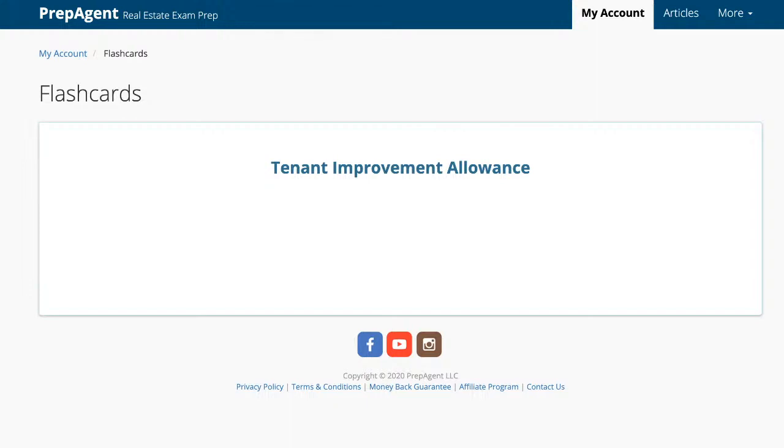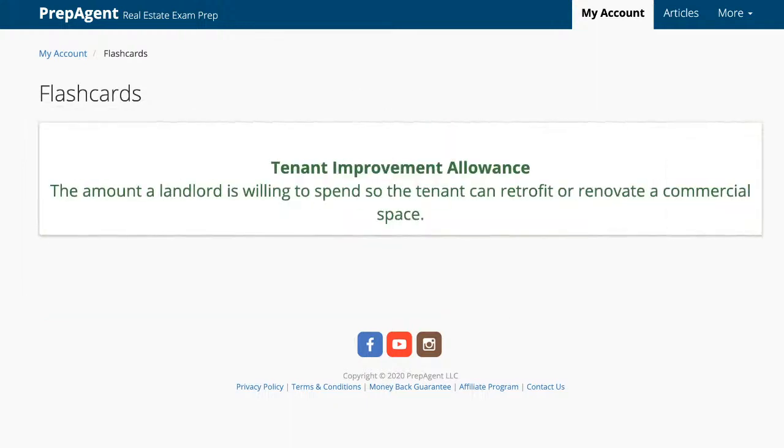Tenant improvement allowance is the landlord giving the tenant a certain amount of money to improve the property. You see it a lot with commercial property. So if somebody wants to rent out the property to be a dentist, the landlord doesn't know how to make a good dentist office, so they'll give them some money to create what they need.